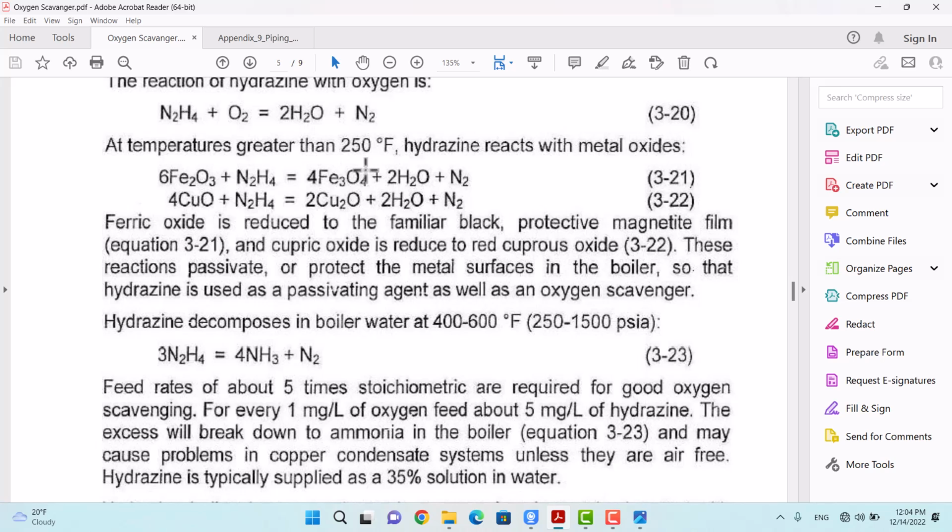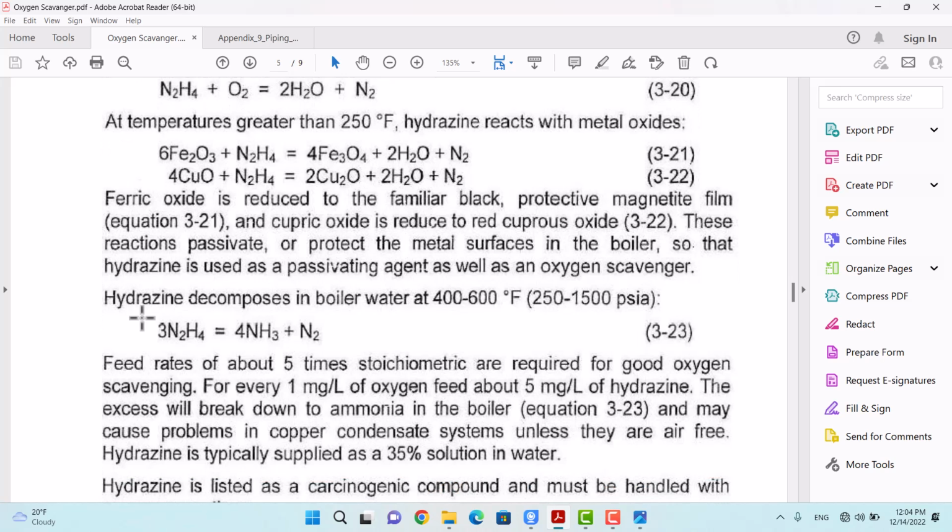Here, as you can see, this magnetite form is produced and can act as a passivating agent in order to protect the equipment from corrosion, or at least delay the corrosion process.